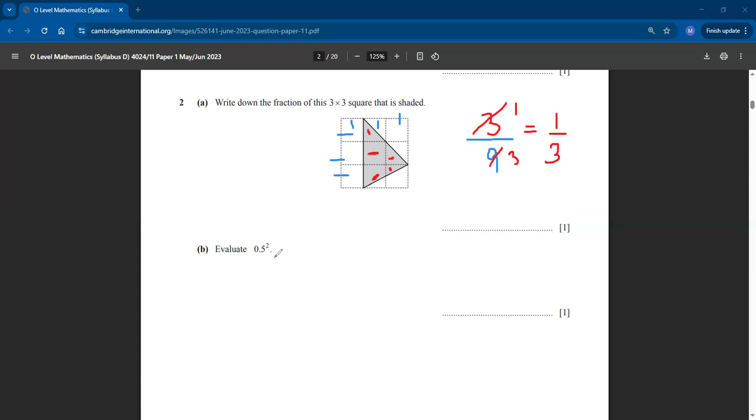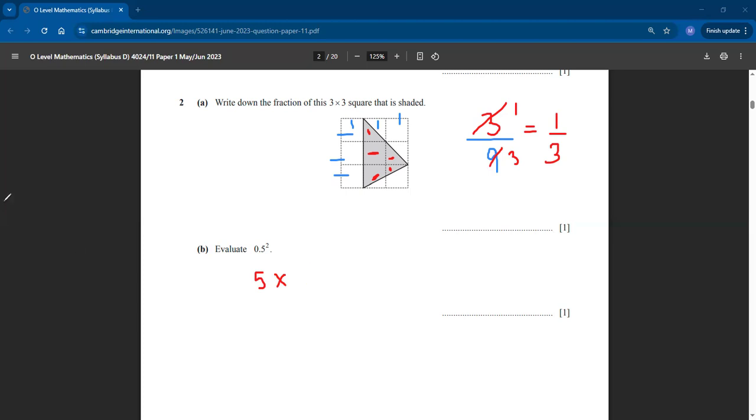Okay, moving on. Evaluate 0.5 raised to the power 2. Now, how do we work this out? Obviously, what we can do is that instead of writing 0.5, I can write this down as 5 multiplied by 10.